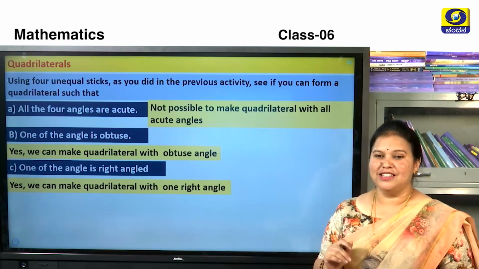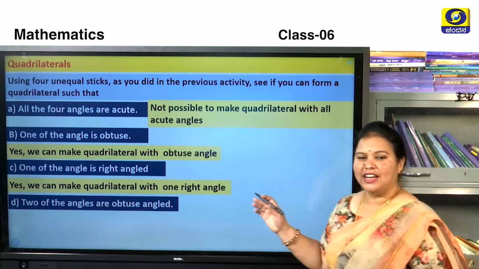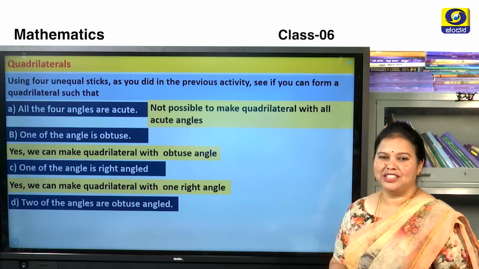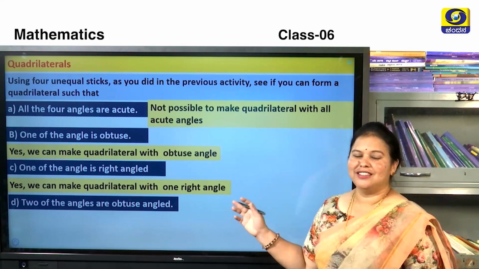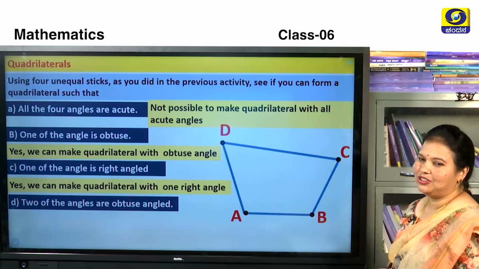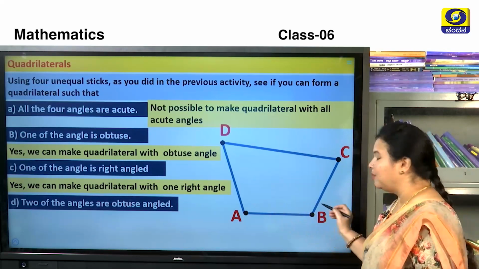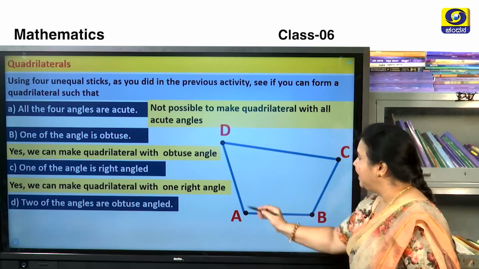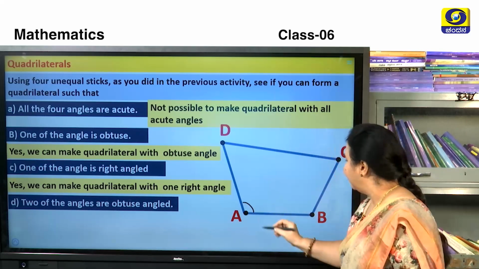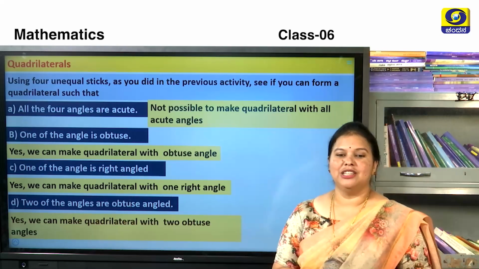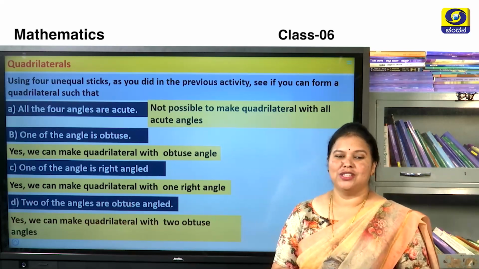We'll see the final statement now. Two of the angles are obtuse angled. We'll see, is it possible to make a quadrilateral if two of the angles are obtuse angled? Observe here. In this quadrilateral, we have two obtuse angles, angle BAD and angle ABC. So, we can make a quadrilateral with two obtuse angles.